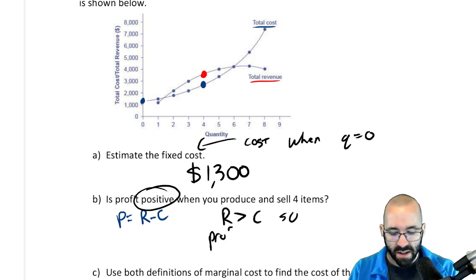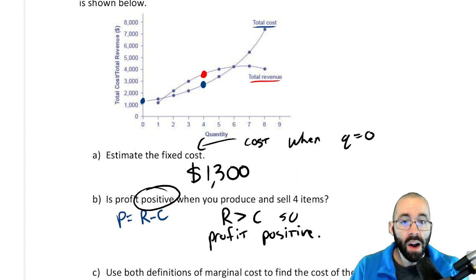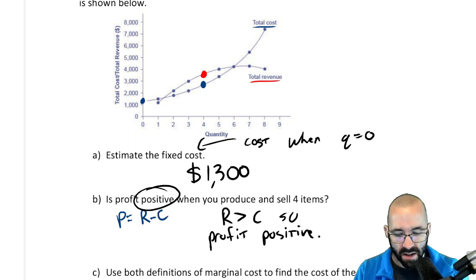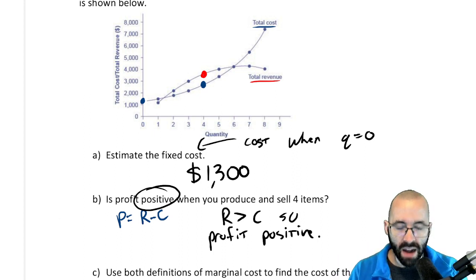So the profit's positive. If you're making more money than you're spending, you're profiting. All right? You could actually calculate this by looking at these points and estimating from the graph, and you'll see that we have a positive revenue.